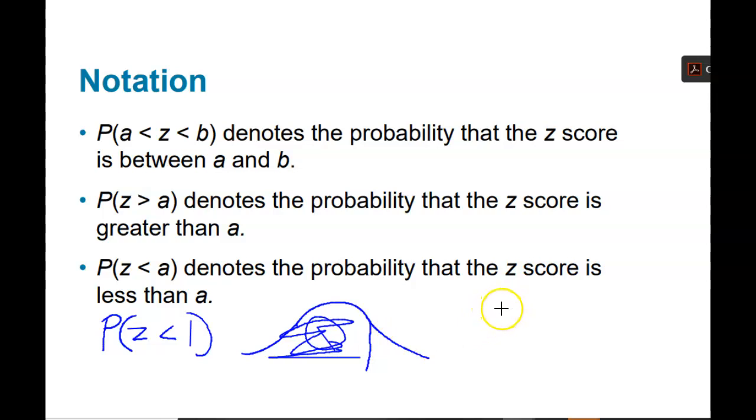All right, so there'll be one more video talking about what to do if you know the area and you want the z-score. That's using an inverse norm function on your calculator.